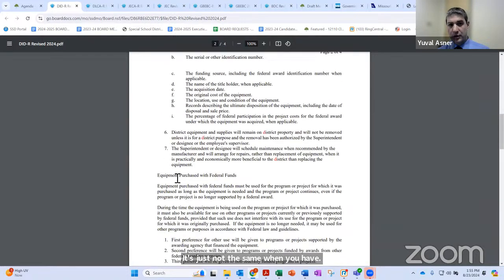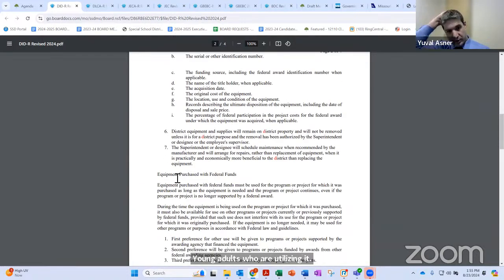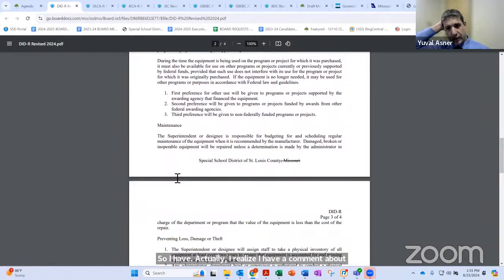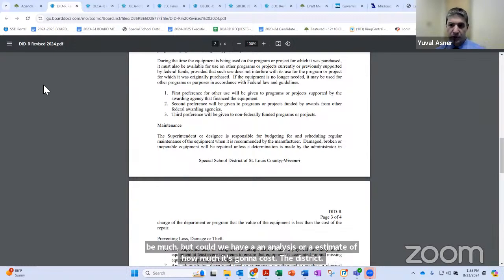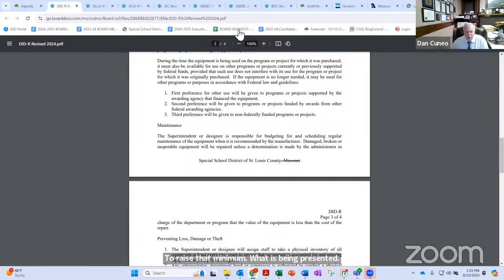Sorry, I realized I have a comment about the previous policies we were speaking about that I should have made. Because that policy does involve a potential cost to the district, I realize it might not be much, but could we have an analysis or estimate of how much it's going to cost the district to raise that minimum when it's being presented to the board? For DLCA? Yes. Thank you. Expenses.